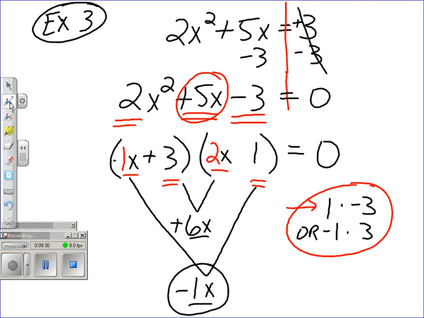I really didn't want to put a dot there, so I'm going to try and erase it. Whoa, that took away everything. Let's put it back.